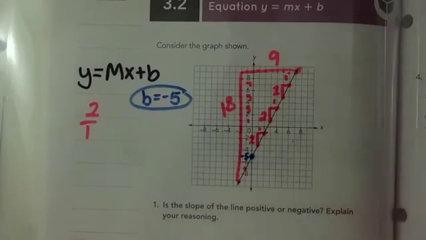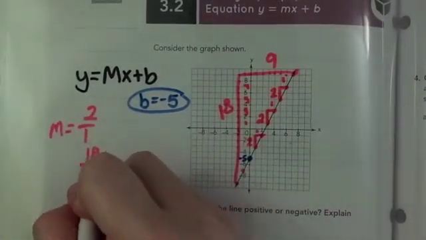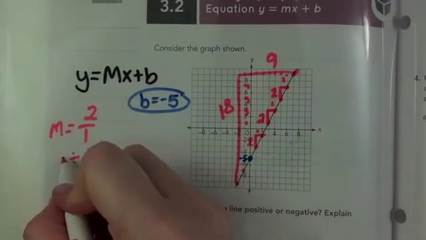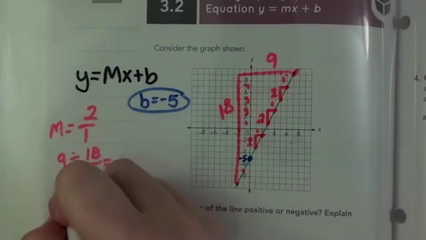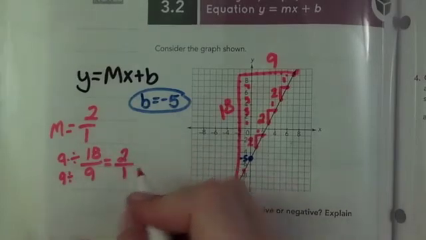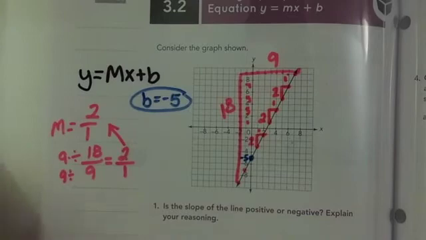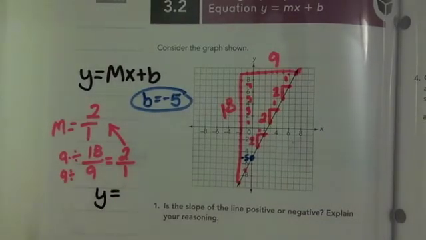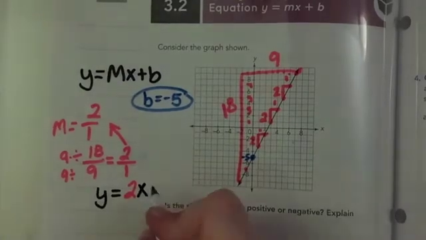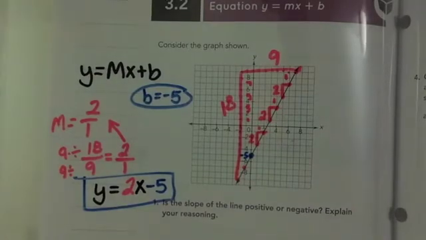Alright, gotta zoom out again. So 2 over 1 is our m. But if you have 18 over 9, what number goes into both of those? Well, 9 goes into both of them. So 18 divided by 9 is 2, and 9 divided by 9 is 1, which, notice, is the same thing. So remember to always reduce. So our equation would be y equals 2x minus 5. And that would be our equation.